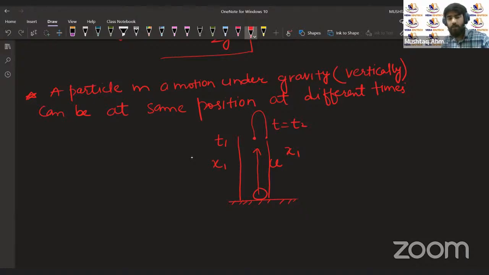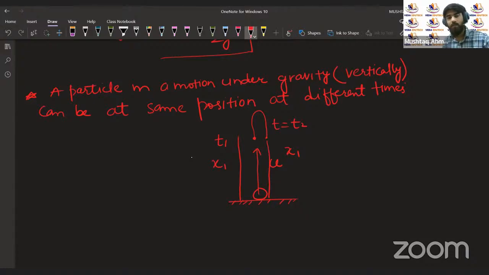And similarly, in case of projectile motion, the particle can have the same height, not positions, right? The particle can have the same vertical positions at different times. Particularly, I am mentioning vertical positions, right? That will be studied in projectile motion. But here, in case of vertically upward motion, the body can be at the same position at two different times, right?